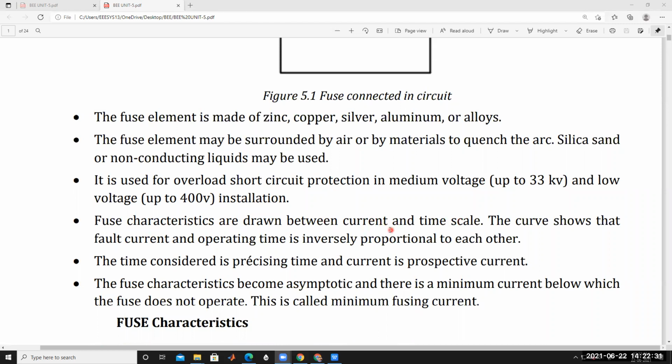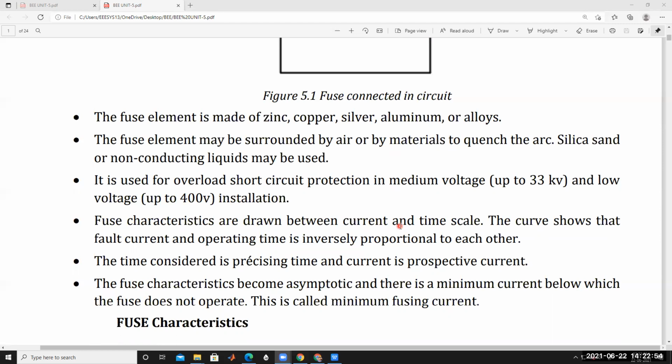Okay, the current and time. Based on these two factors, the fuse characteristics can be explained. Under normal operating conditions, the current flowing through the device is in the normal range. Under normal conditions, the fuse does not operate. Under abnormal conditions only, the fuse operates.